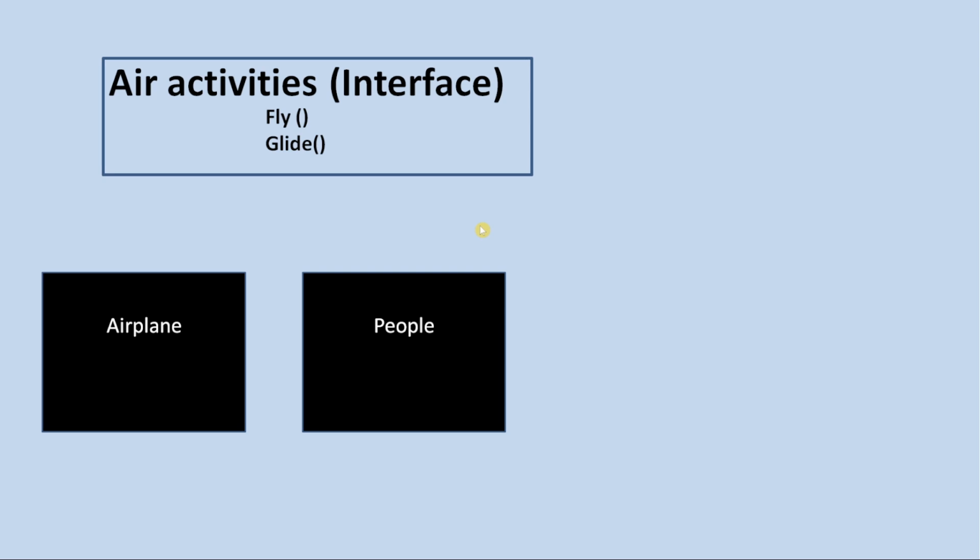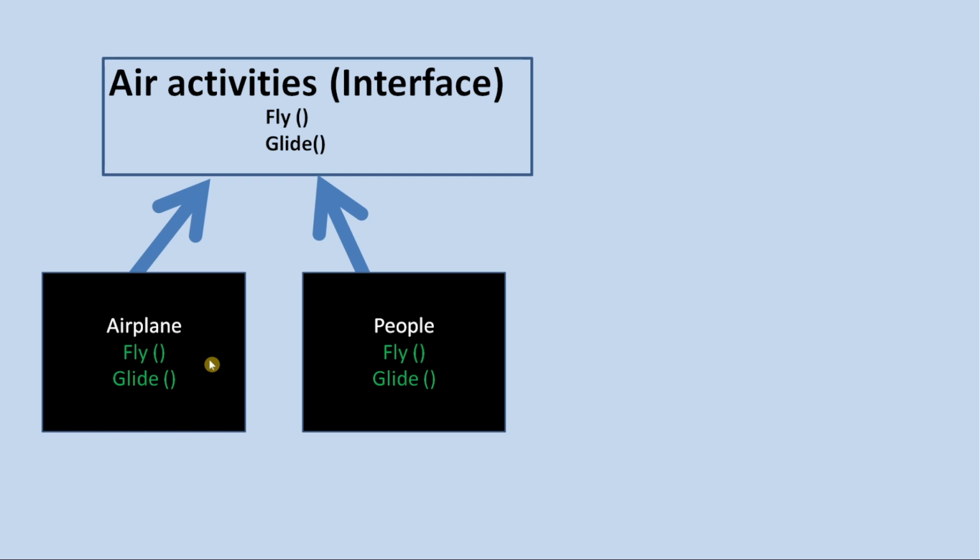Airplanes are able to fly in the sky and airplanes can glide. Similarly, people who fly airplanes are called pilot and people can glide in the air using gliders. So both airplane and people class can use airActivities interface. Even though the classes are unrelated, we can group them under airActivities and create objects related to these classes. This makes our code more modular. If we need to make another class like bird that can fly and glide, it becomes much easier.